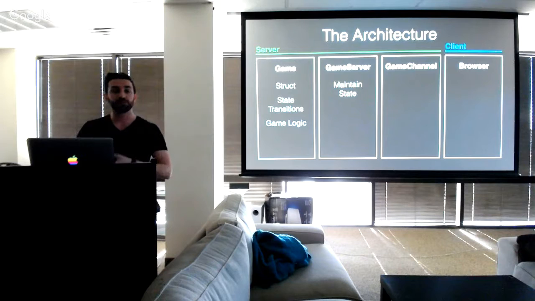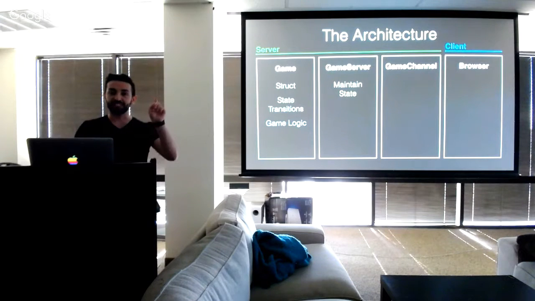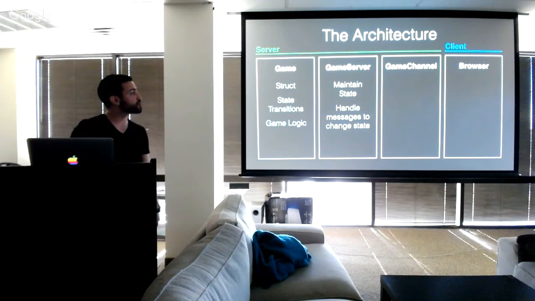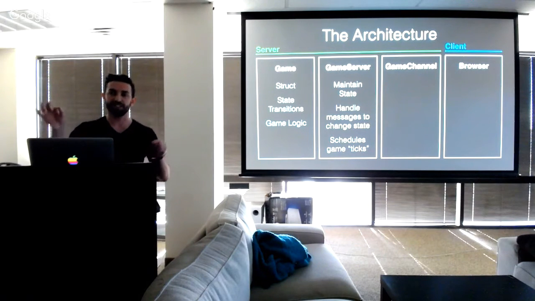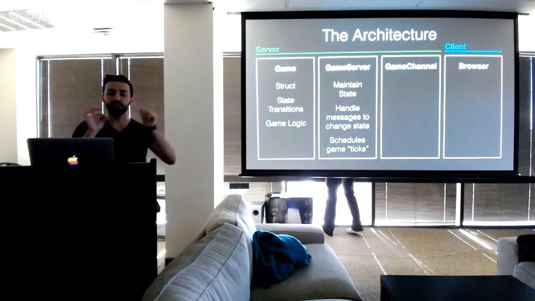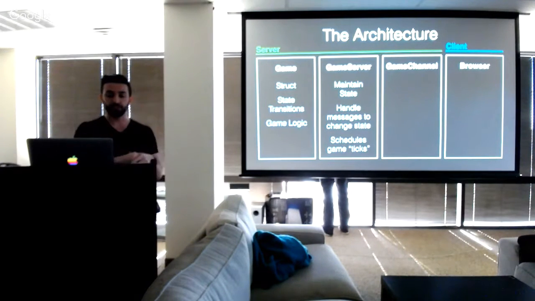If this were an object-oriented language, I would probably say at this point it keeps track of the instance of the game, but this is not. So it keeps track of the current state of the game, keeping track of that current game data struct. It will also handle messages to change that state and pass that off to the game in order to perform those state transitions. The game server will also schedule the game ticks. So in Tron, as the players move around, that tick will happen multiple times a second. So the game server will handle scheduling those ticks and performing them at a certain interval.